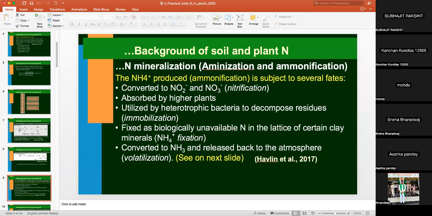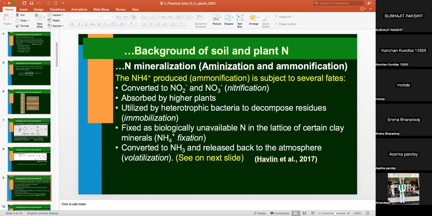Some may be absorbed by higher plants, particularly aquatic plants like rice. They can absorb nitrogen in ammonical forms. It can be utilized by microbes also. Heterotrophic microbes like bacteria can utilize it for their function, that is decomposition of residues. And this will be called immobilization. So some of the ammonium can be immobilized by microbes which are involved in decomposition.